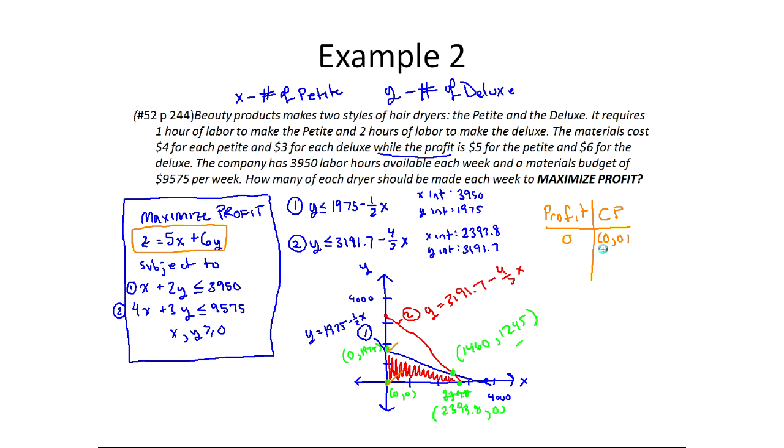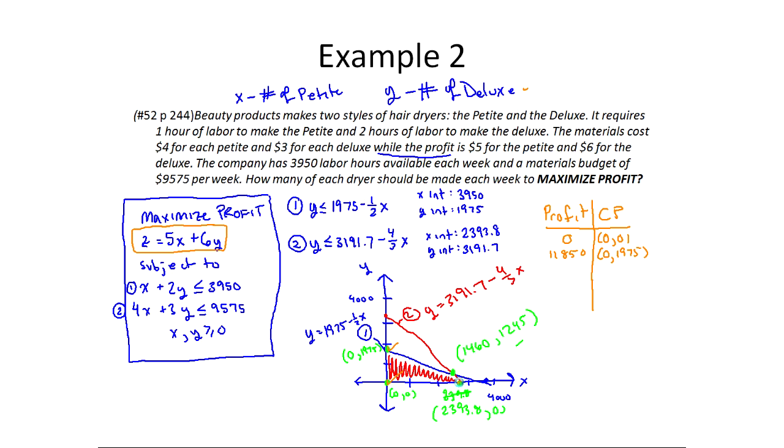0, comma, 1975. So there's no x. It would just be 6 times 1975. So I get 11,850 as the weekly profit. So that would mean that we are making 1,975 of whatever y was. That'd be deluxe. So that'd mean if we were only making deluxe, this is how much we would make.